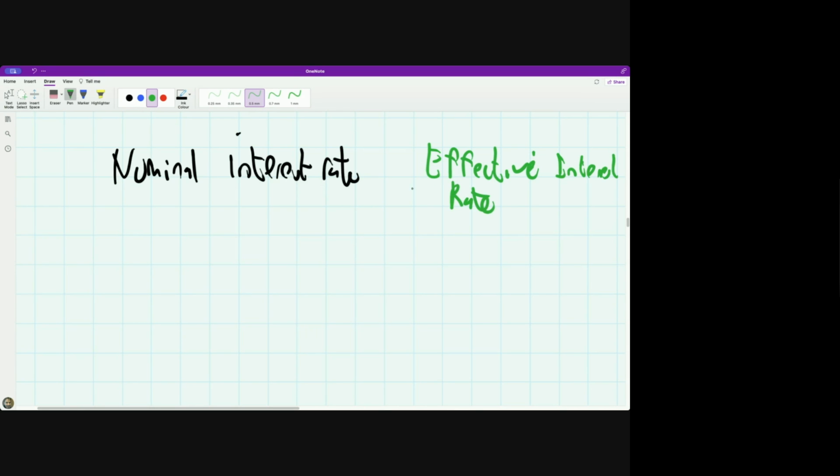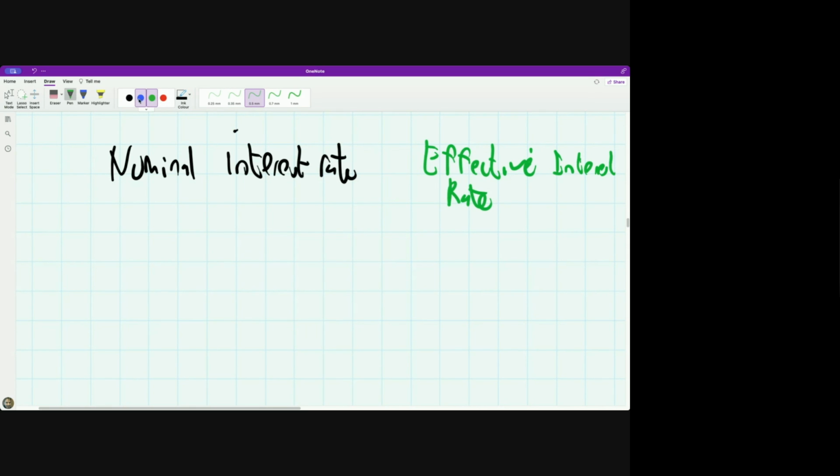And I want to just make the connection for you. So if I say to you, look, the quoted interest rate is 12% nominal per annum. The interest rate is 12% per annum. Okay. But that's the quoted interest rate. But you are going to compound it monthly.